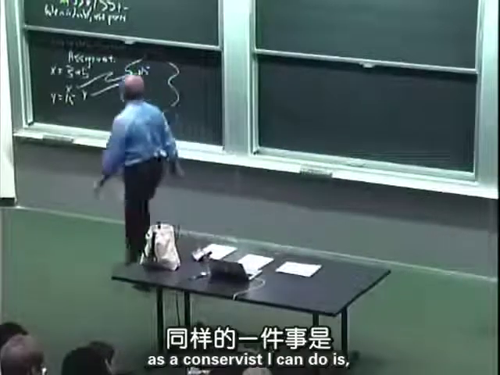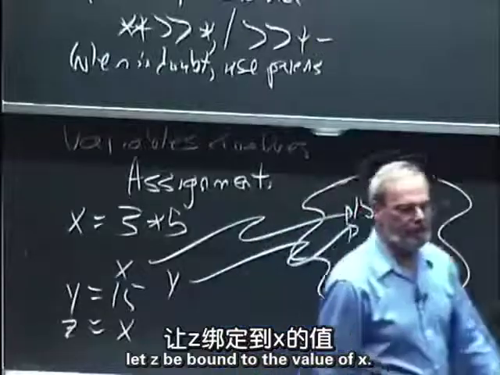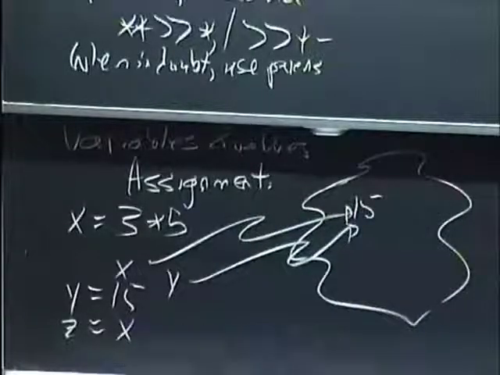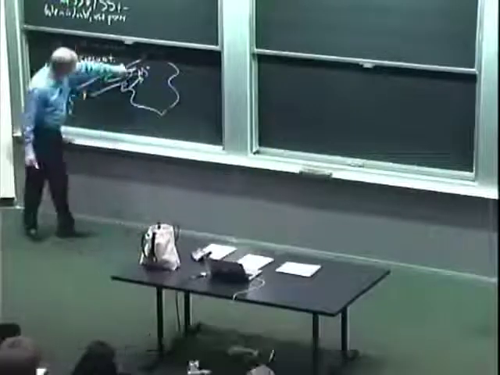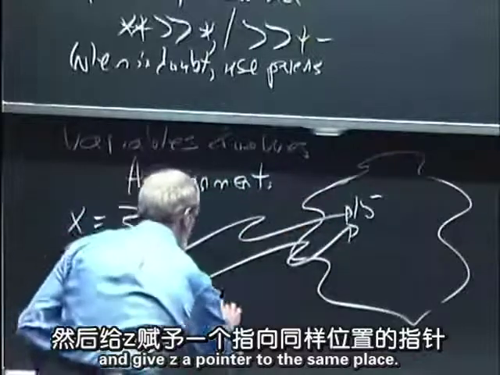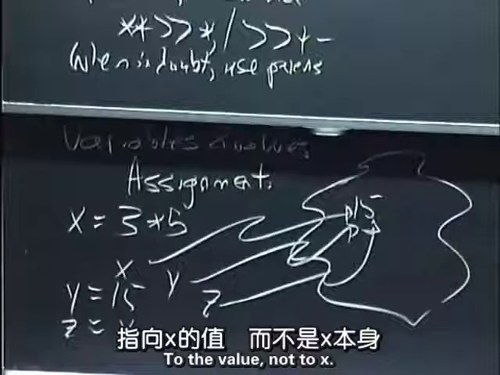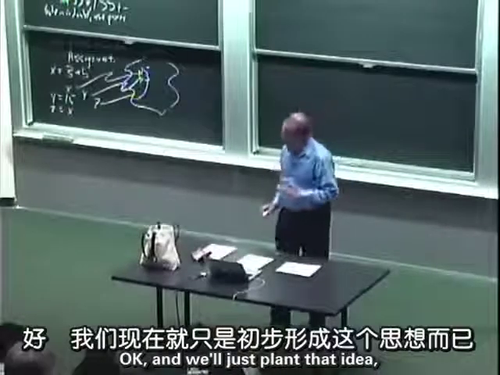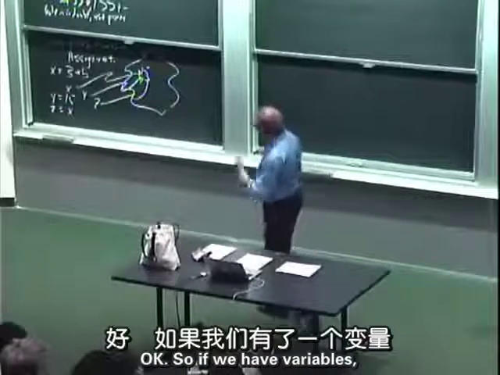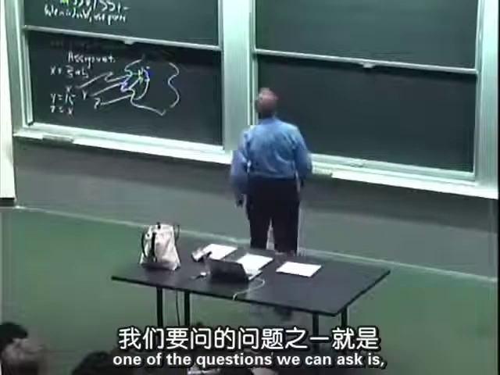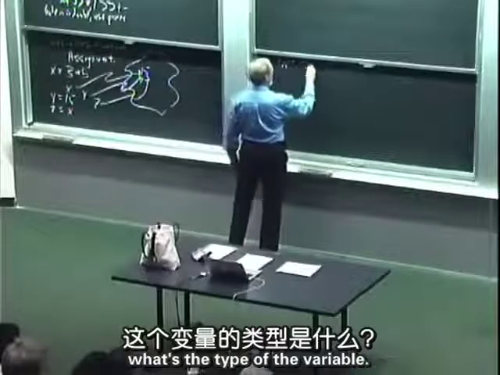And one of the things as a consequence I can do is I could have a statement like, let z be bound to the value of x. And I said it deliberately that way. That statement says get the value of x, which is this link, and give z a pointer to the same place, to the value, not to x. Again, I want to just plant that idea. We're going to come back to it later on as we carry on. Okay, so if we have variables, one of the questions we can ask is, what's the type of a variable?